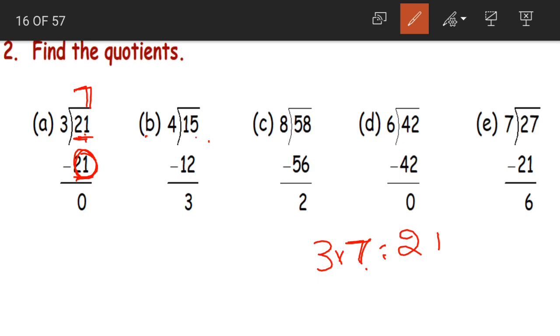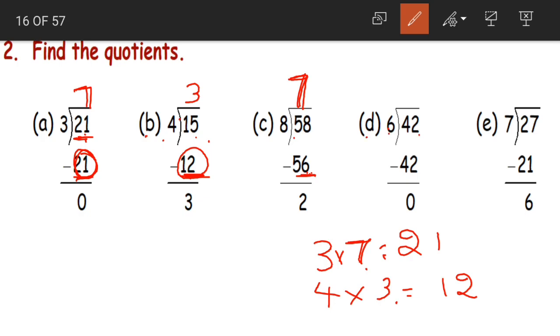Coming to question B, 15 divided by 4. So this is our product here, right? 12. So in the 4 table, when does 12 come? 4 threes are 12. So 3 becomes our quotient. Okay, children? 4 threes are 12. Now coming to question C, 56 is our product here. 8 sevens are 56. So 7 becomes the quotient.